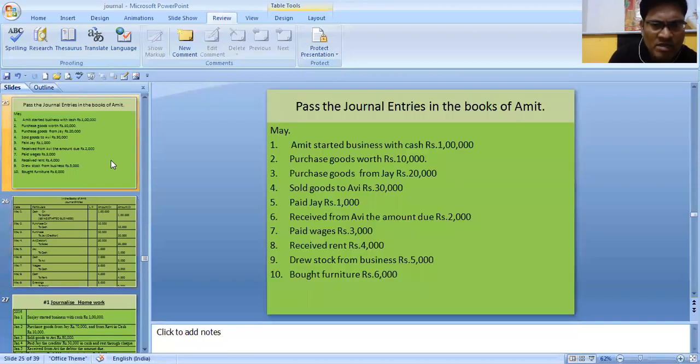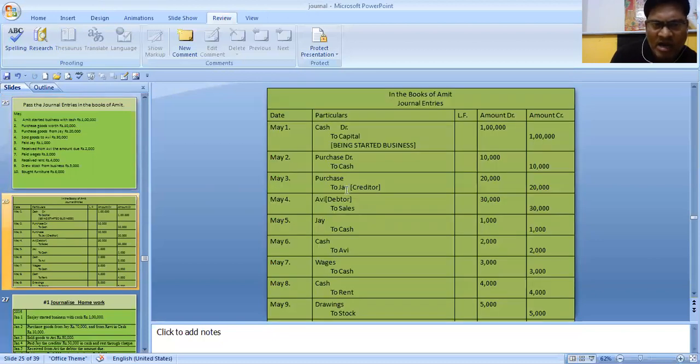May 4th, sold goods to Avi. Now tell me, who is the receiver of the goods? Avi. And what are we doing? We are selling the goods. Sales is a revenue. Sales revenue is credit. Avi is the receiver, debit, or you can say Avi becomes our debtor. We will receive money from the debtor, and as we receive money from the debtor, Avi will be debited. So see the entry: Avi account debit, that is debtor, to sales.